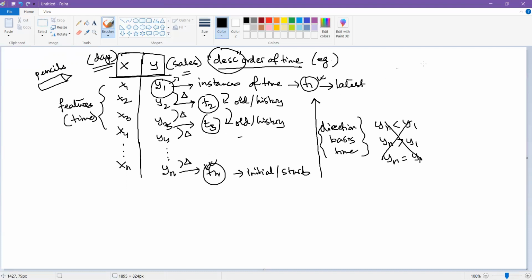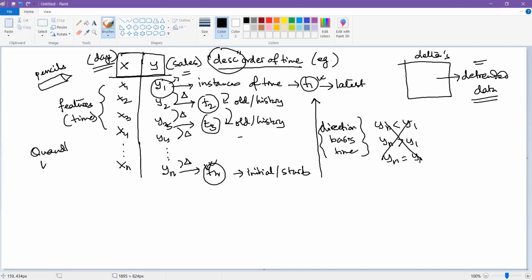If I take the delta of each and every stage and create my data set containing only the deltas, then this delta data can also be called the detrended data, because now I have removed the trend. If you do the math, you will come to know. You can take any data which is ordered with respect to time. For example, you can go to sites like Kaggle, or the UCI machine learning repository, and take any time series data.